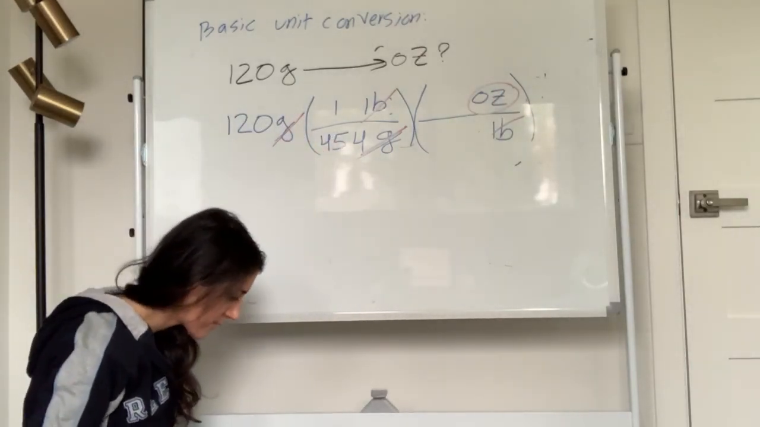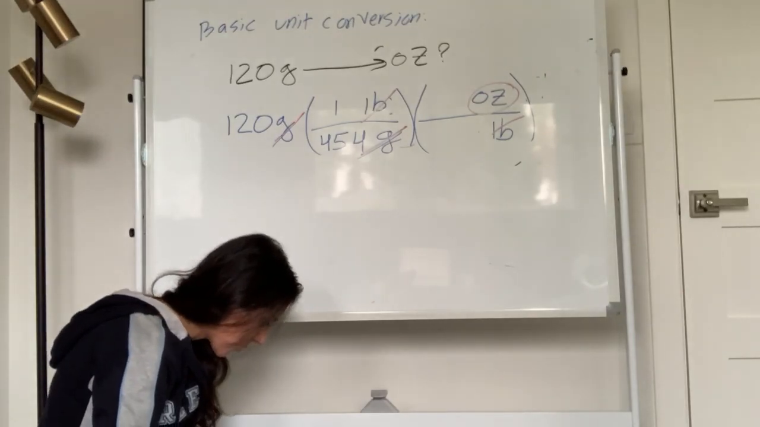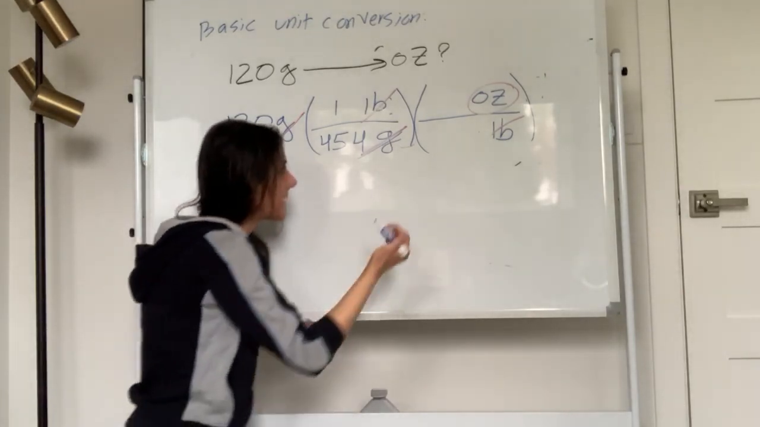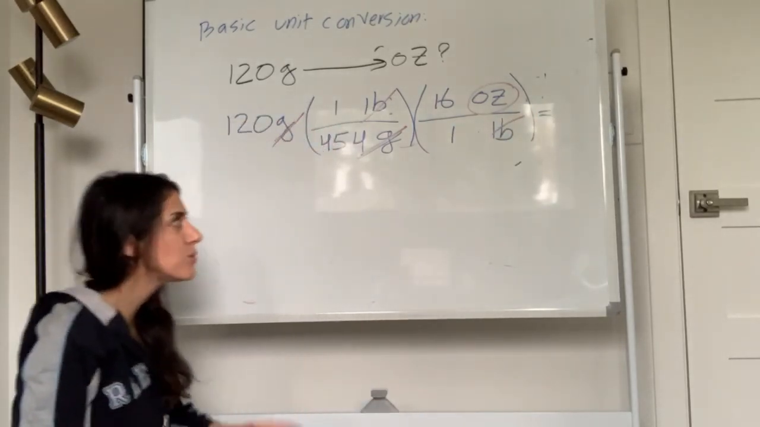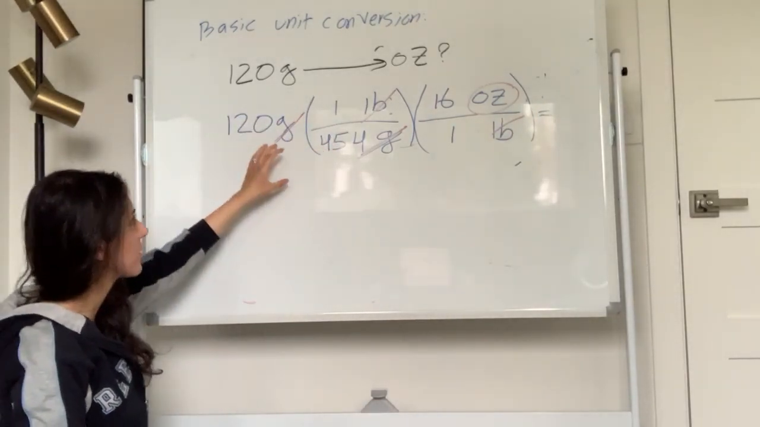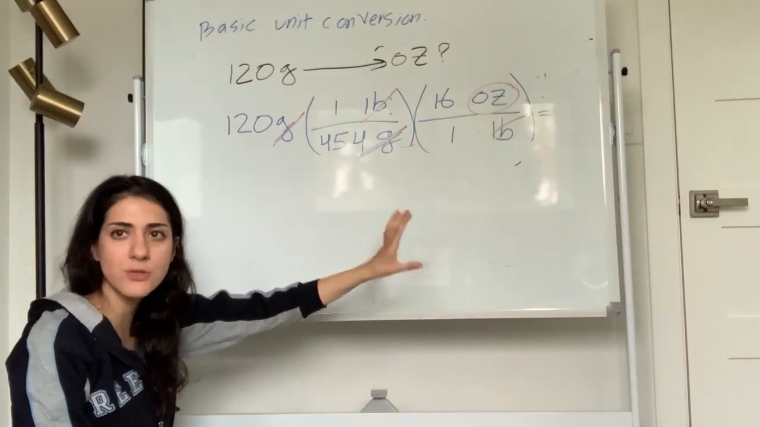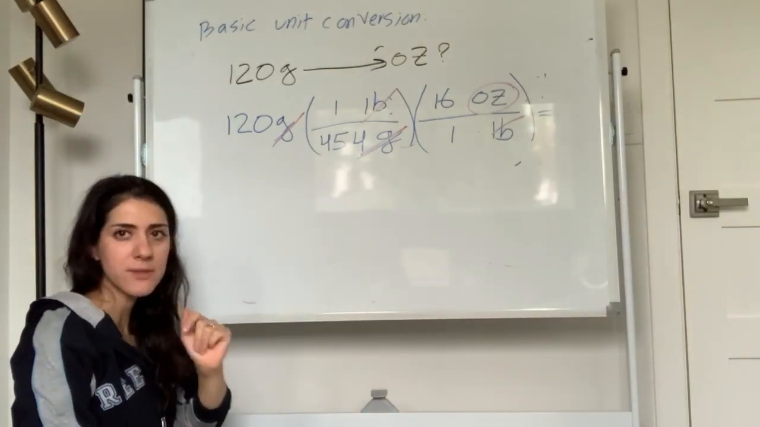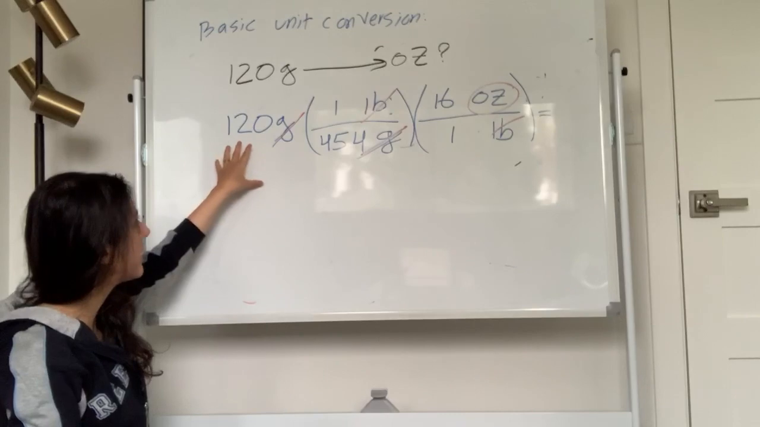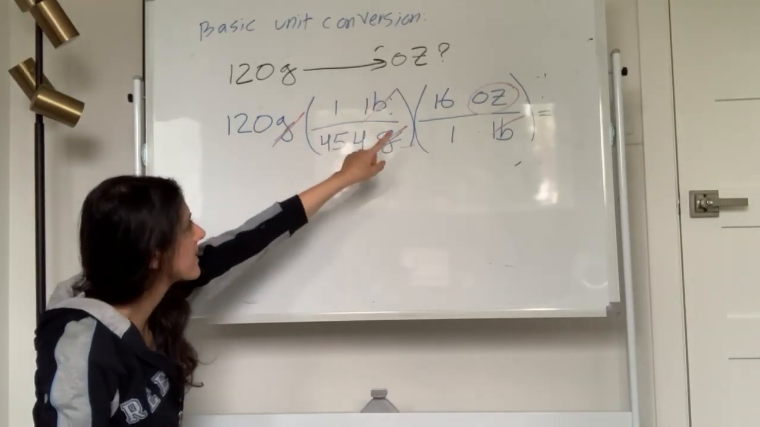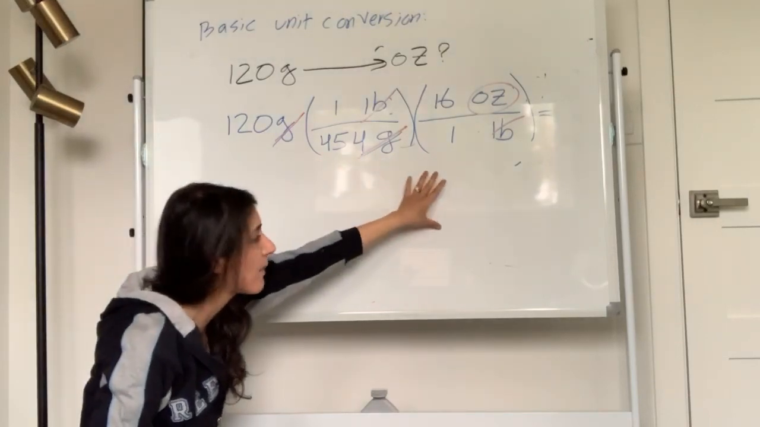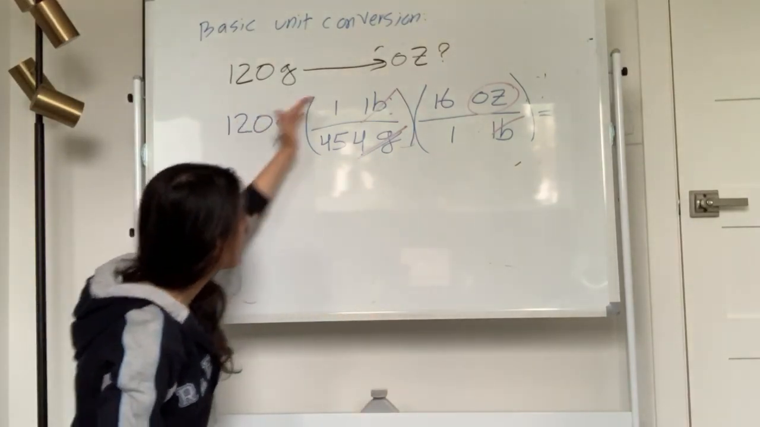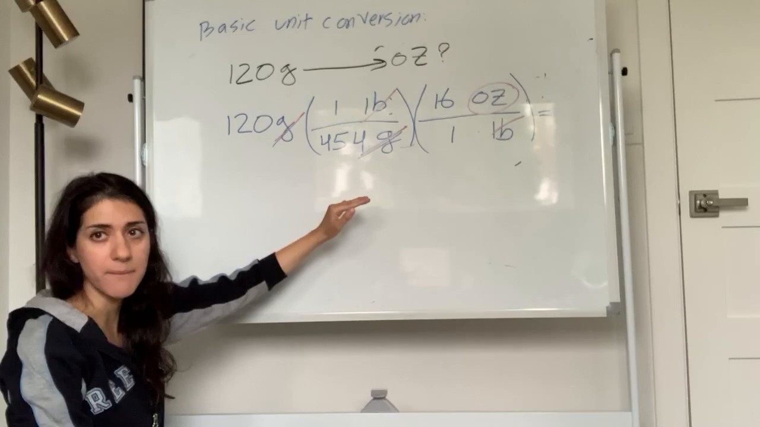And what is the conversion between pounds and ounces? You already probably know that. 16 ounces is 1 pound. So there was no direct conversion between gram and ounces, but we can go gram to pounds and then pounds to ounces. Okay, math. Ready to do this together? You go 120 times 1 times 16 divided by 454 divided by 1. So you multiply everything on top, divide by the bottom.